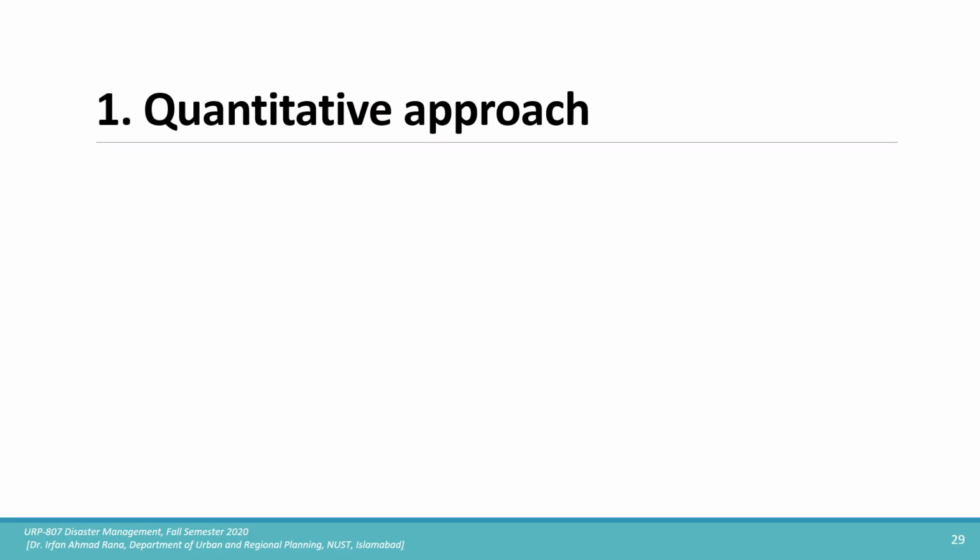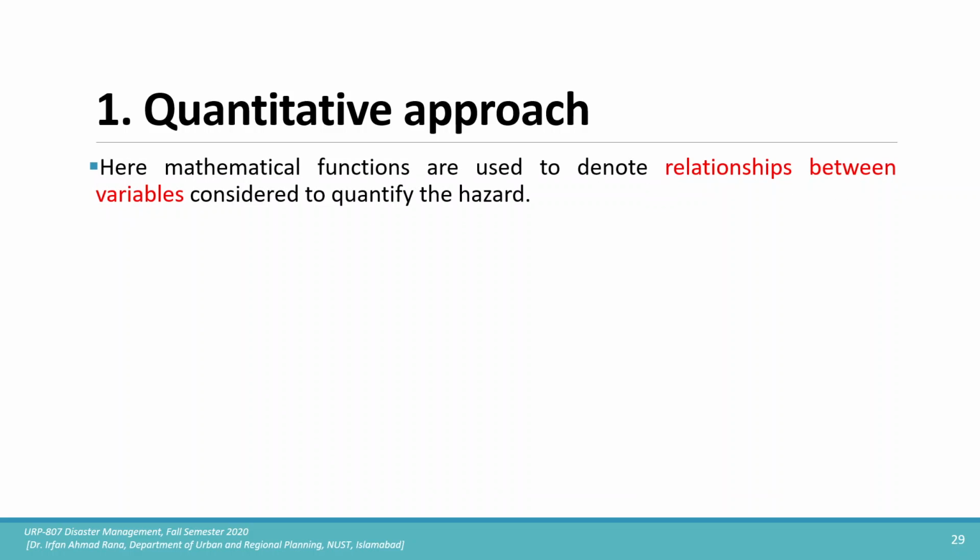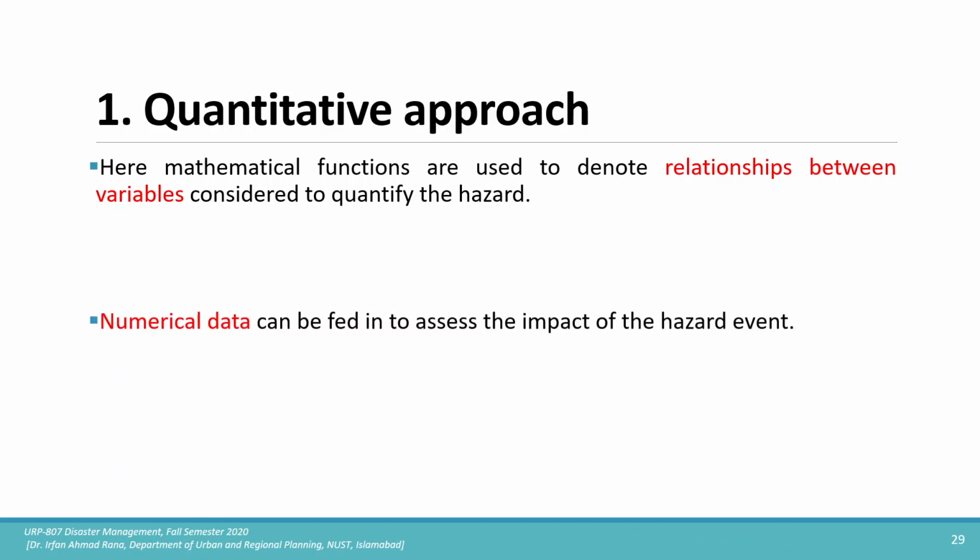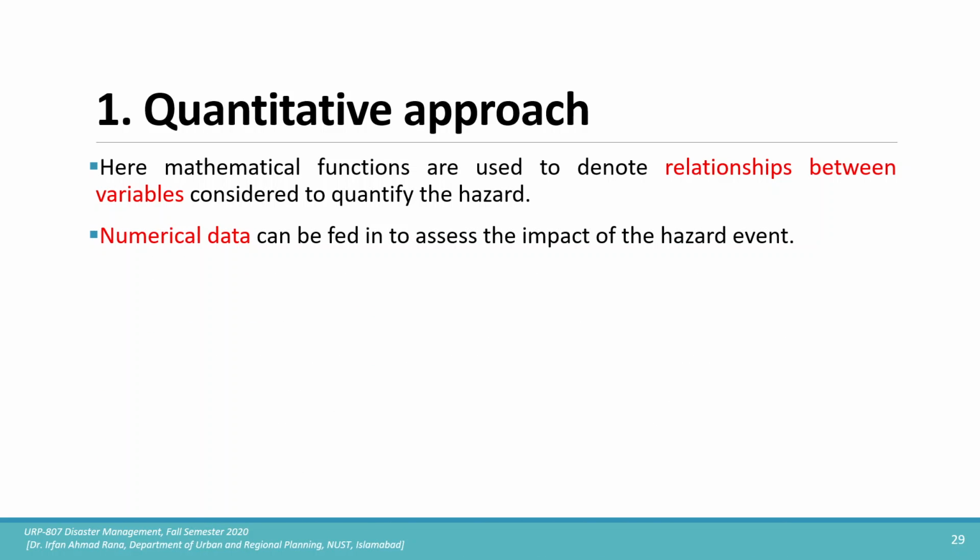The first one is the quantitative approach. Here we are going to be quantifying the hazard values, and we are going to be determining values for each variable which we have discussed in previous lectures, like magnitude, onset time, duration, and frequency. Using that quantitative approach, we are going to be measuring a hazard value, and we will be denoting the value of a hazard with certain data.